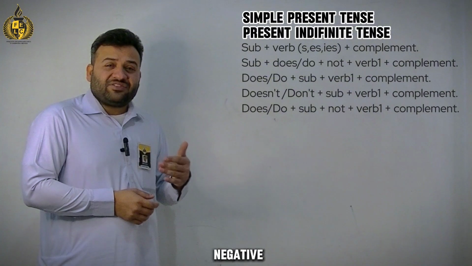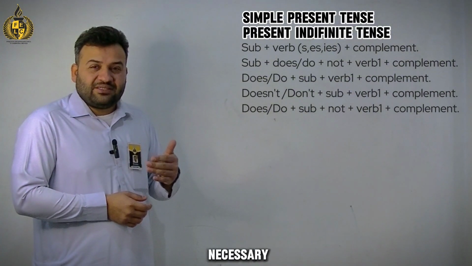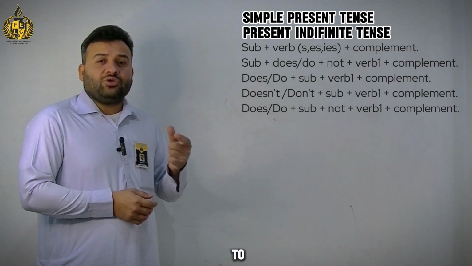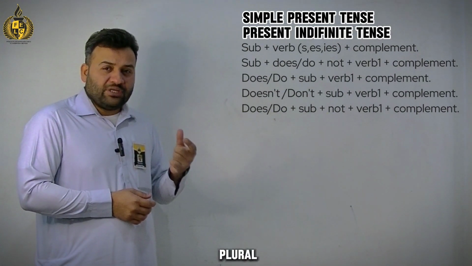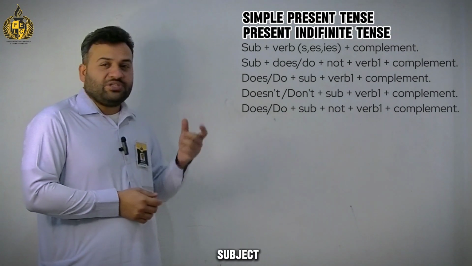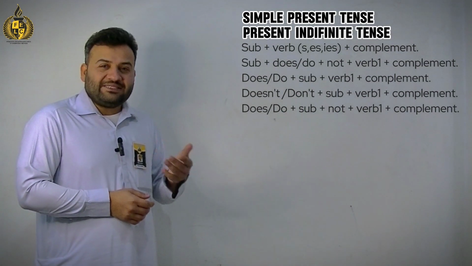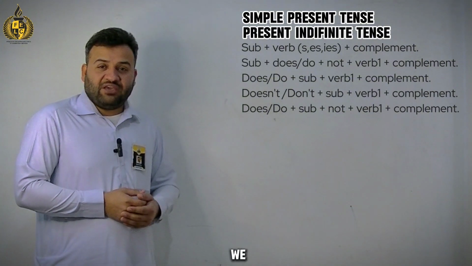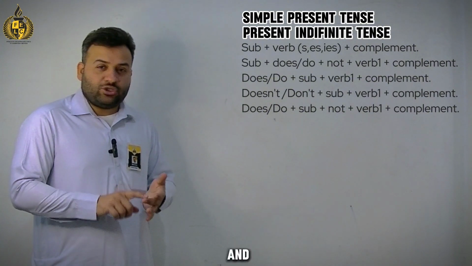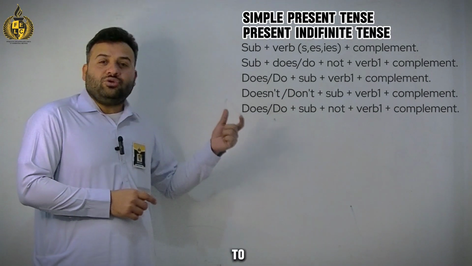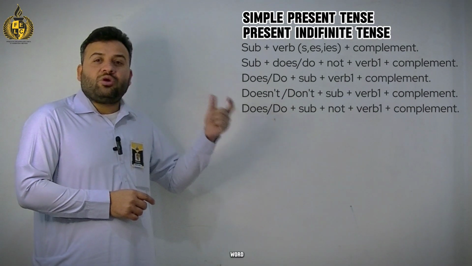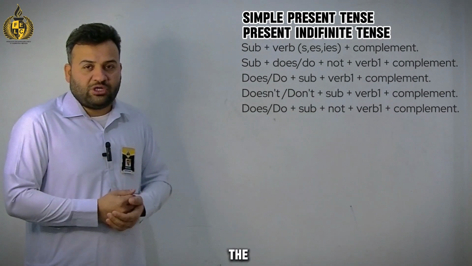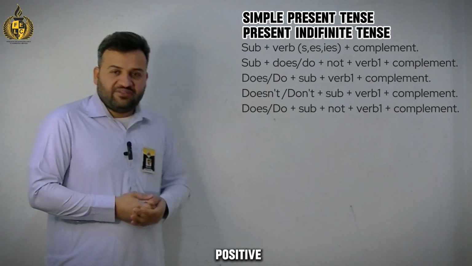But in the negative structure, one more thing is very necessary. Let me tell you that in the positive structure, we have to use the first form of the verb with the plural subject, and with the singular subject, we will use the verb with S, ES or IES, right? But in the negative structure, when we have used the auxiliary does or do, then there is no need to use the verb with S, ES or IES. We have to use the first form of the verb. So that was all about the positive and negative structure.